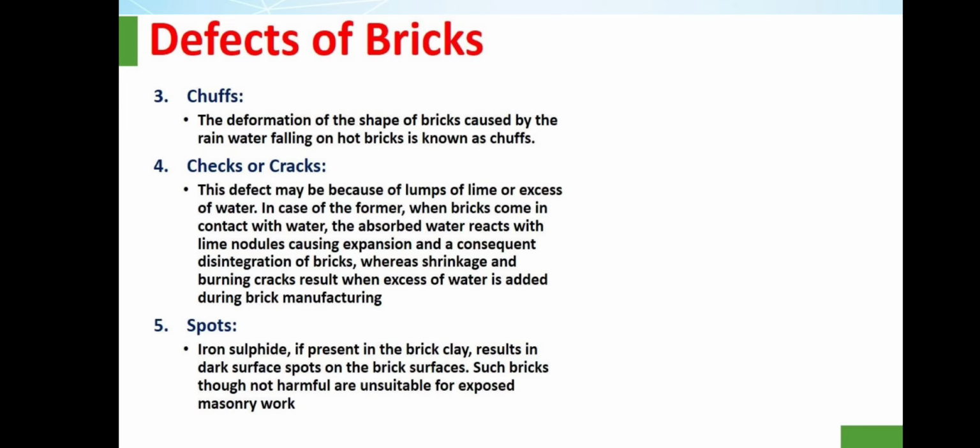Fourth, chops. The deformation of the shape of the brick caused by the rainwater falling on hot brick is known as chops. Fourth, checks or cracks.